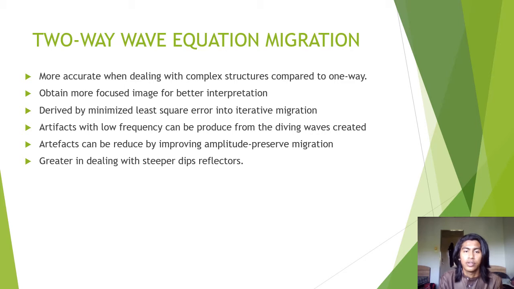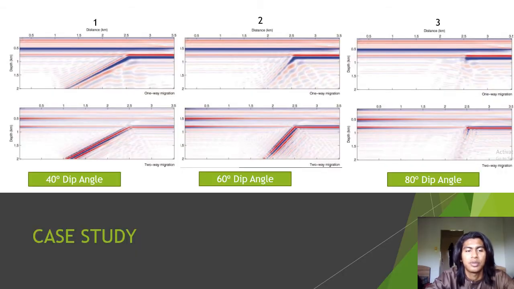Artifacts can be reduced by improving amplitude-preserved migration when using a two-way wave equation migration, and it is also great in dealing with steeper dipping reflectors. So as I mentioned before, the two-way migration is greater in handling steep dipping areas.